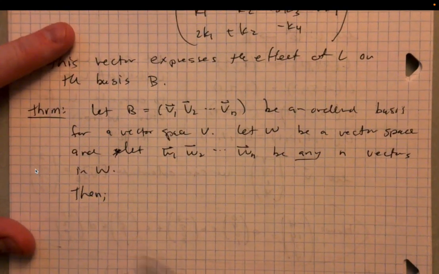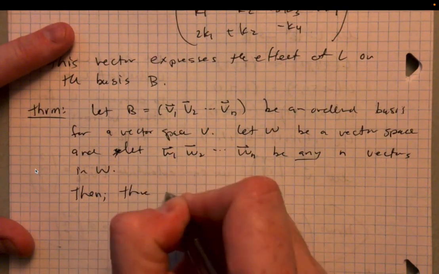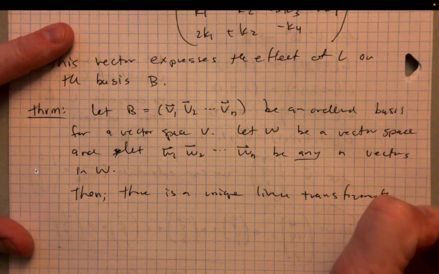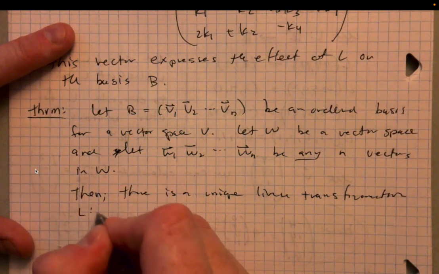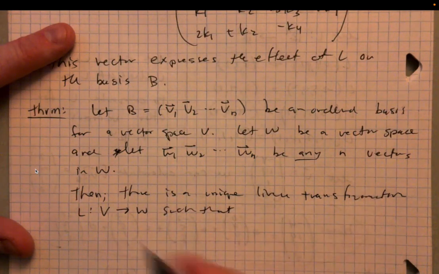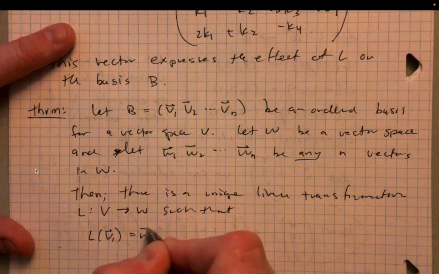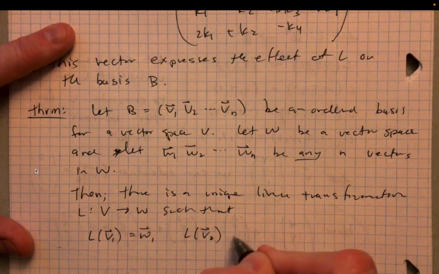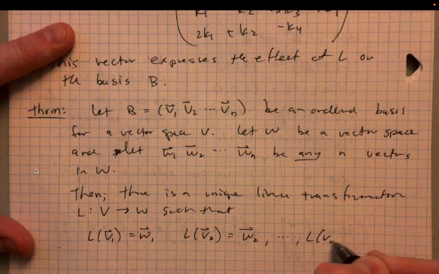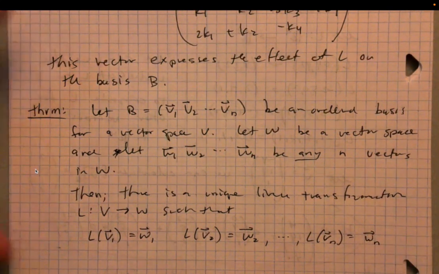Then there is a unique linear transformation L from V to W such that L of v1, you take the first basis vector, is equal to w1. L of v2, the second basis vector, is equal to w2. So on until L of vn, which is equal to wn. So you take the nth basis vector and run it through this linear transformation and you get wn.